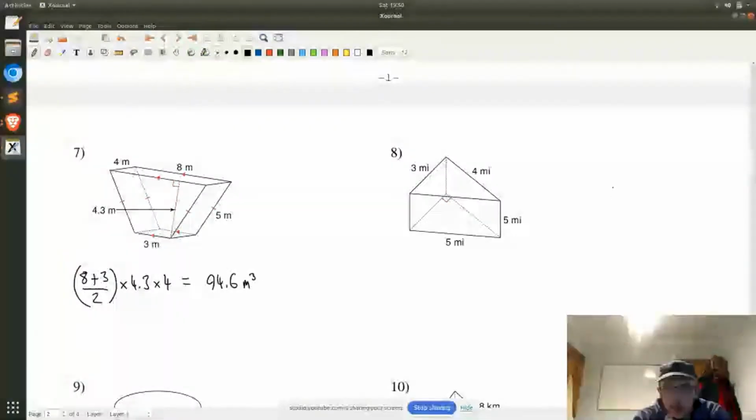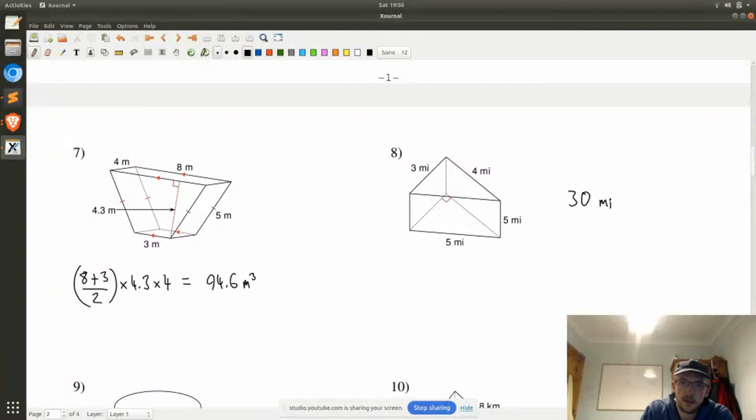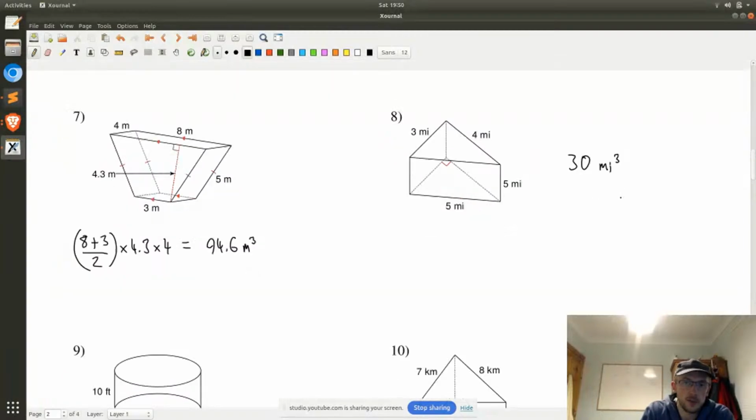And now, let's see, this is the right triangle, but it certainly doesn't look it, but it is. So 4 times 3, half it to get 6, and then times that by 5 to get 30, and it's 30 cubic miles.